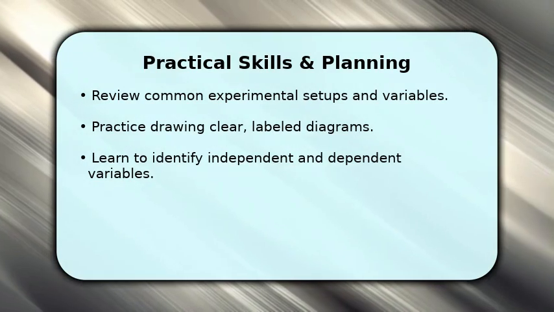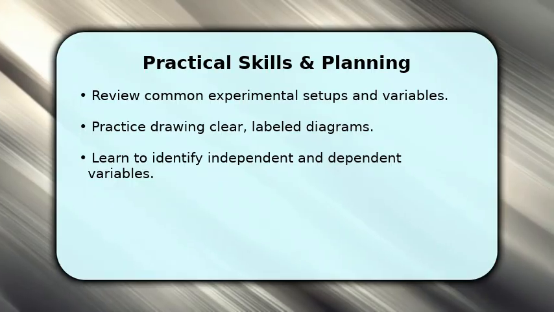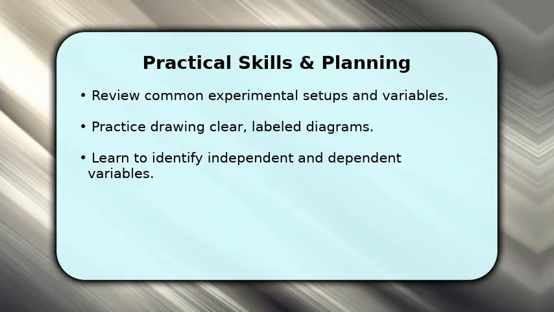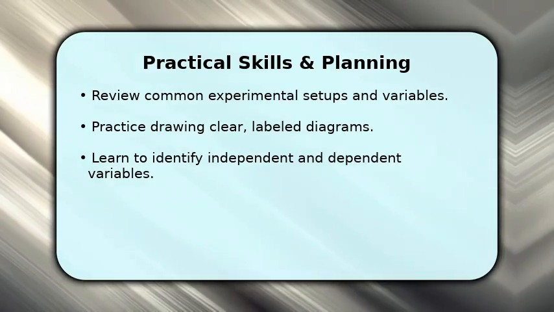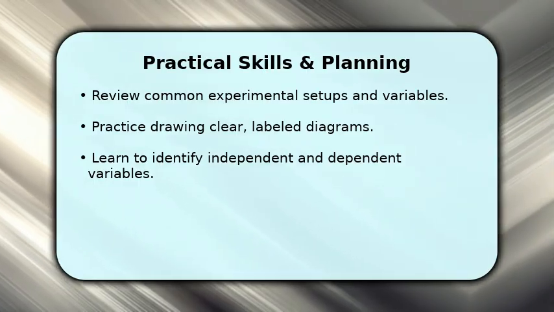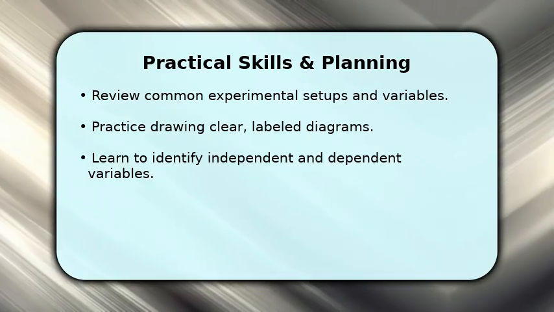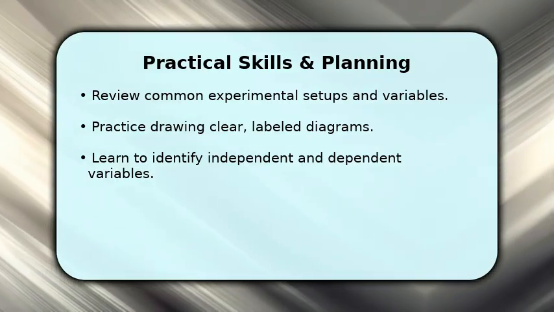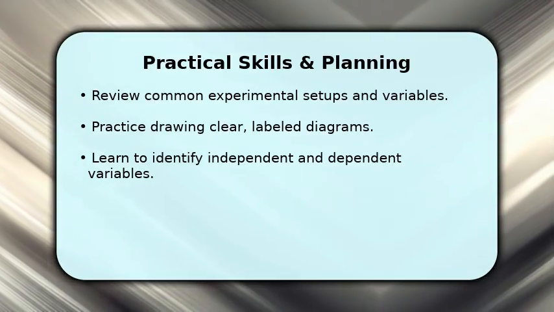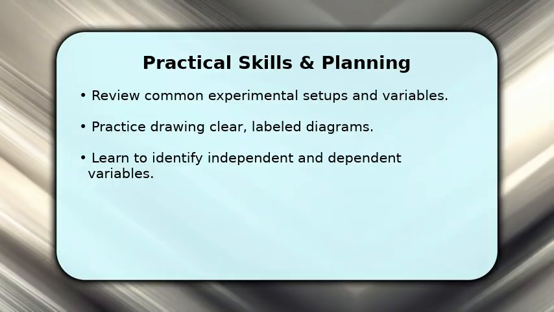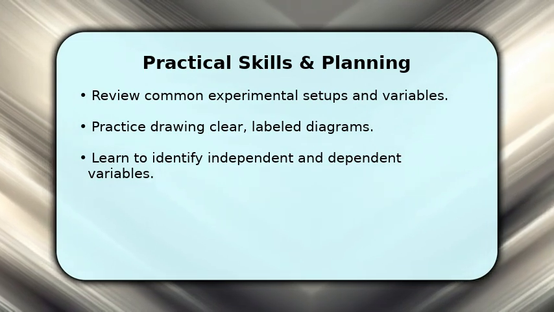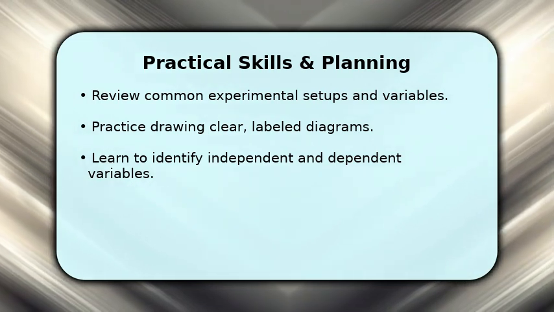Mastering practical skills is crucial for Paper 6. Start by reviewing common experimental setups, understanding how to identify and control variables. Practice drawing clear, large, and well-labeled diagrams, as these often carry significant marks. Focus on understanding the purpose of each step in an experiment and how to improve its reliability. Knowing how to plan an investigation, including safety precautions and data collection methods, will give you a strong advantage.